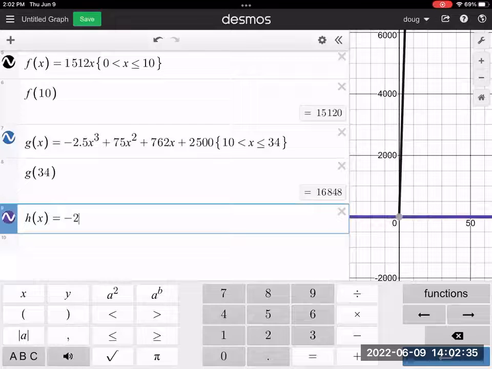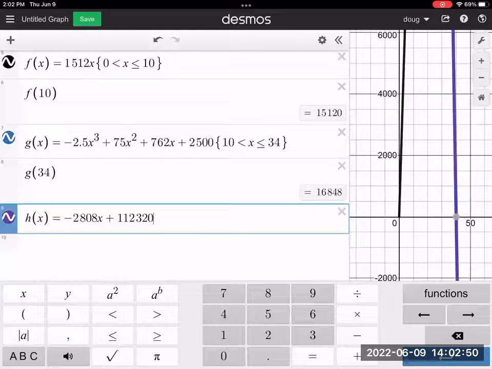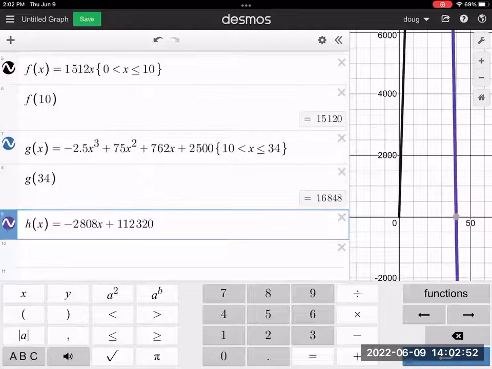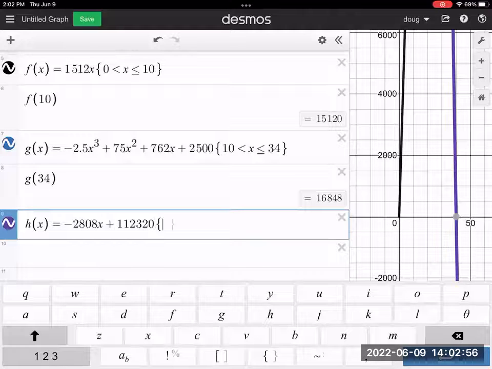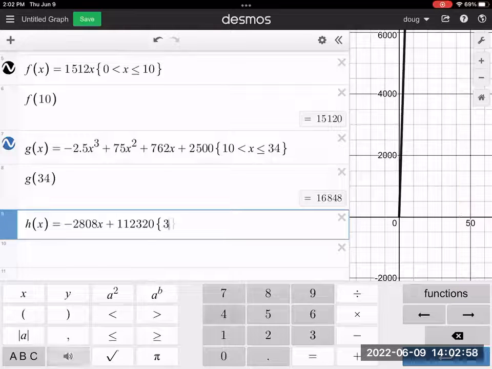That equals negative 2808x. And then we said plus 112,320. And we only want to see that from 34 to 40.